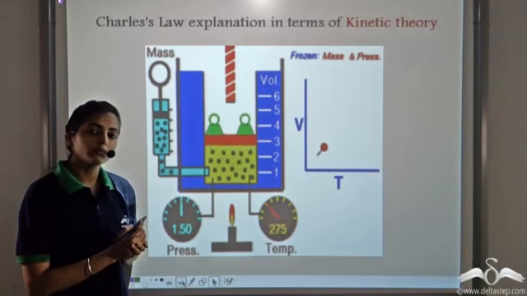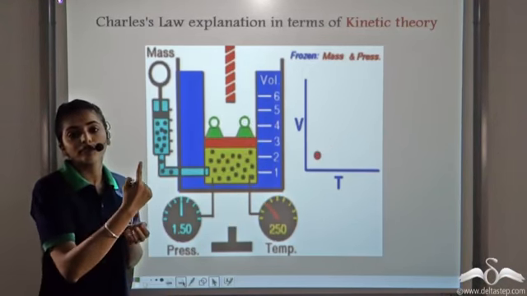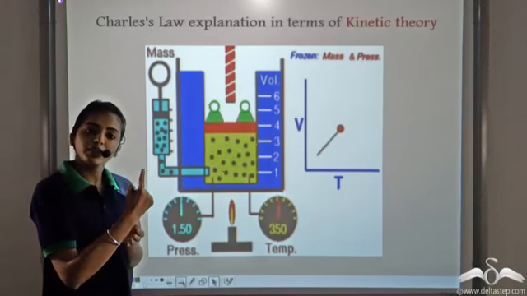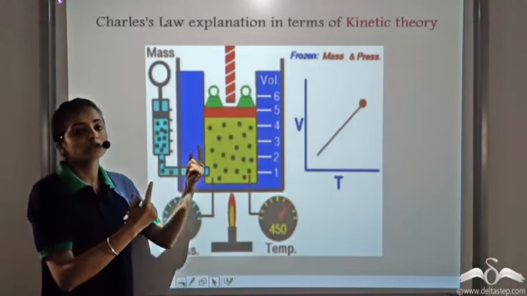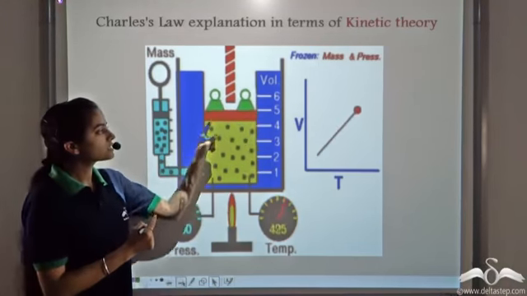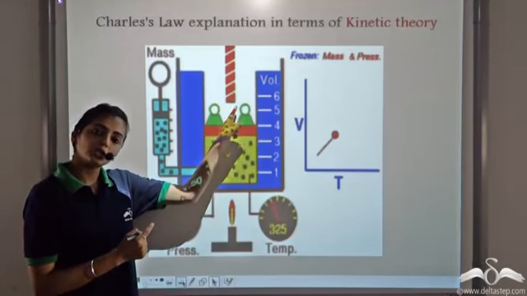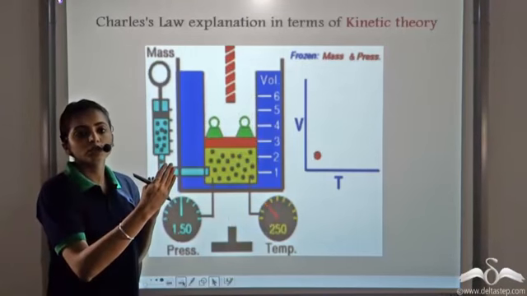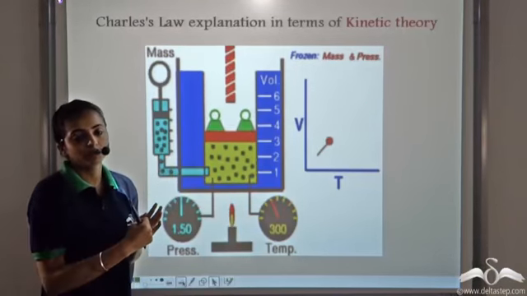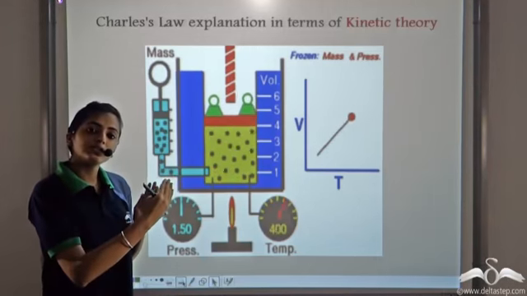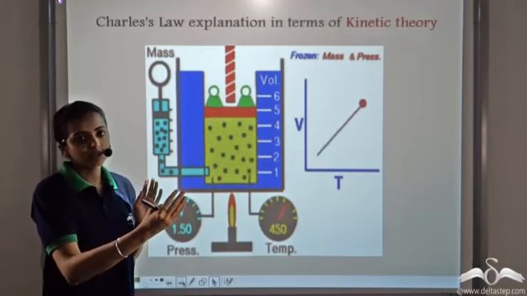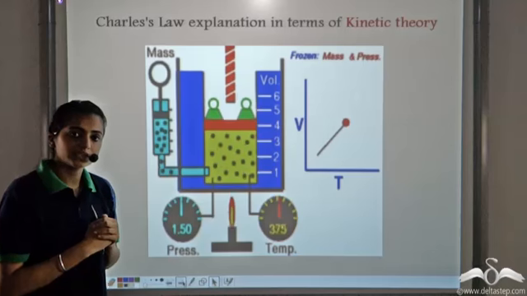As the kinetic energy of the particles increases, the speed of the particles increases. As the speed increases, they strike the walls of the container more. Since the pressure has to be maintained constant, if they strike the walls of the container more, they increase the volume of the container. So with the increase in temperature, the volume increases. Similarly, we get the vice versa case.